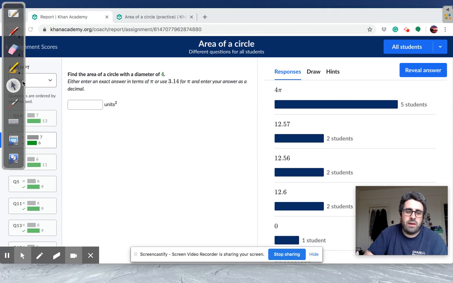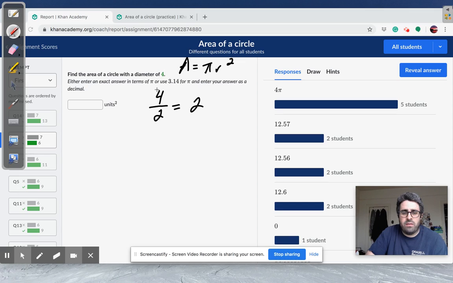you always have to use pi r squared. So it's always A equals pi r squared. So you always need to know the radius. So in this case, you're starting to find the area of a circle with a diameter of 4. You need to know the radius, and we know that the radius is half the diameter.